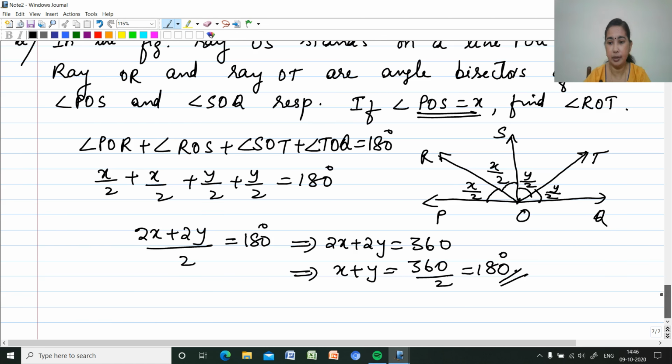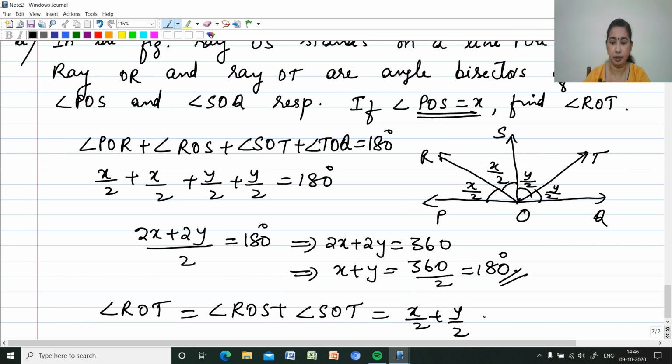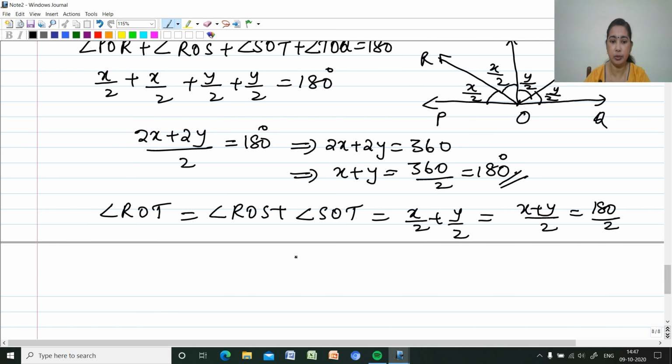But what should we get? We should get angle ROT. Angle ROT means it is angle ROS plus angle SOT, which is equal to x by 2 plus y by 2. We know how much is x plus y. So x by 2 plus y by 2 means it is x plus y by 2, and that is equal to 180 by 2, which is equal to 90 degrees. So how much is angle ROT? Angle ROT is equal to 90 degrees.